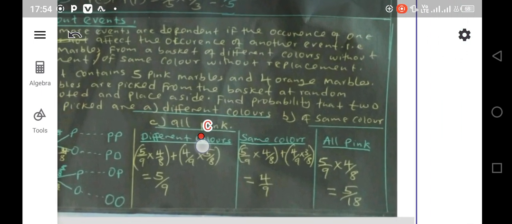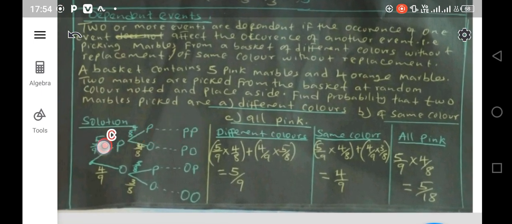For us to have that one, we're going to have 5 over 9 times 4 over 8, so that we get pink, pink. And then, or we get orange, orange: 4 over 9 times 3 over 8. Whenever you add, it means 4 over 9. Or are pink. Pink is this one on this side, 5 over 9 times 4 over 8. So we have 5 over 9 times 4 over 8. You get 5 over 18.